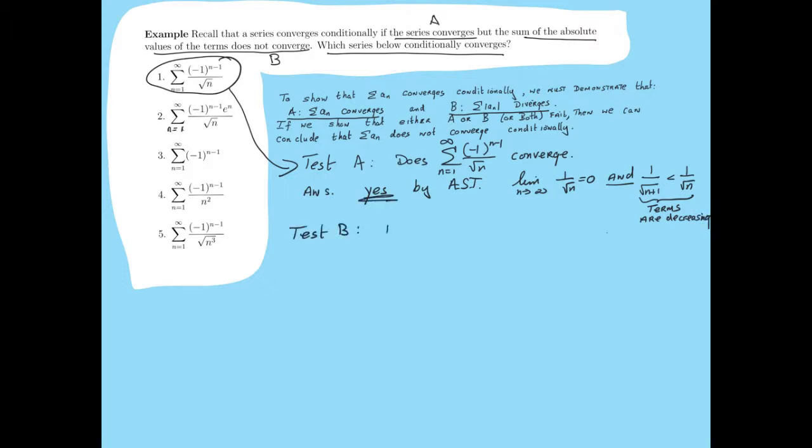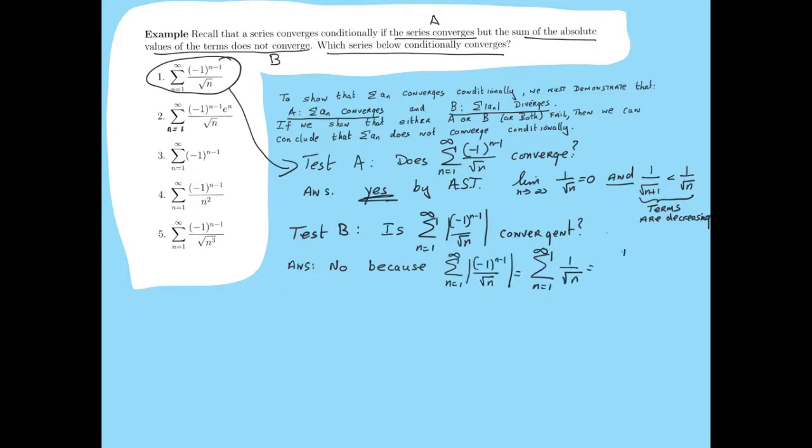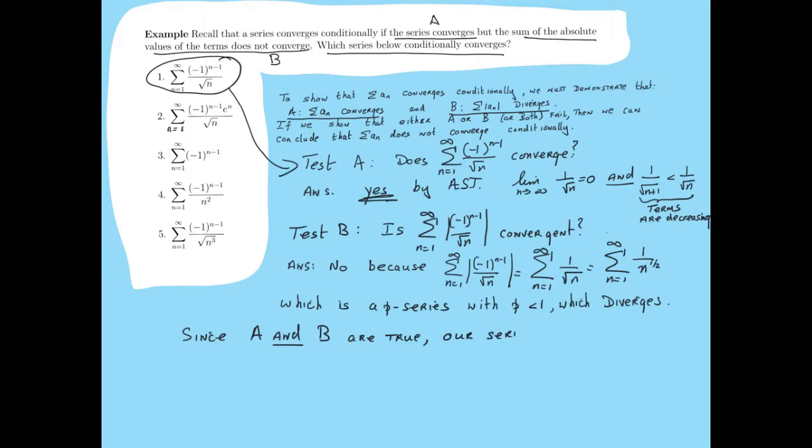Now to check B, we look at the sum of the absolute values and we check if that converges. And the answer here is no, because this is a p-series with p equal to 1/2, which is less than 1. So therefore the sum of the absolute values diverges. And therefore both A and B hold, and our series is conditionally convergent.